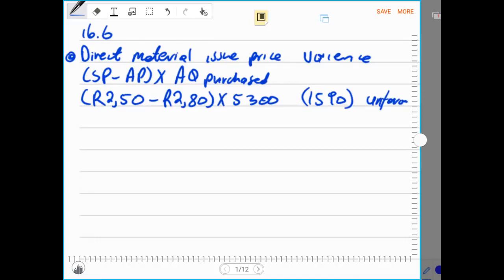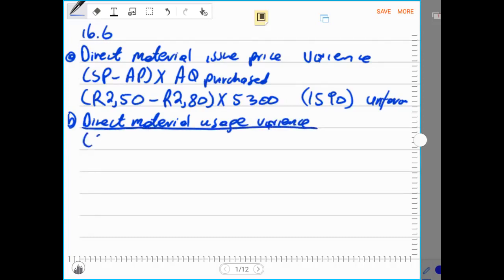Then we do number B, and number B is the direct material efficiency variance or usage variance. Direct material usage variance. Our direct material usage variance will be the standard quantity minus actual quantity used, times the standard price.